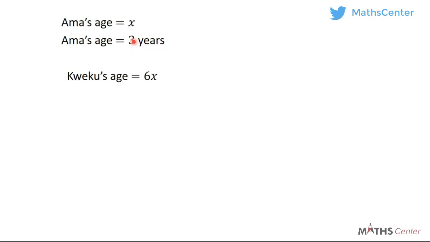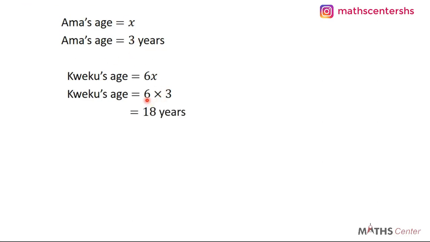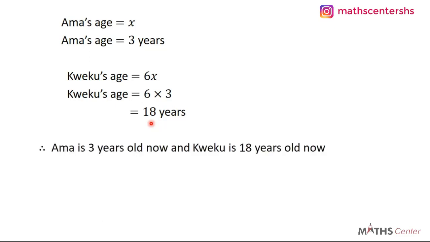What is Kweku's age now? Kweku's age now is 6x. You found x to be 3, so you replace x with 3. So 6 times 3, and that will be 18. So we can say that Kweku is 18 years old now. If Kweku is 18 years old now, how old do you think he will be in 12 years time? It's going to be 18 plus 12, which is 30. So in 12 years time, Kweku is going to be 30 years old. Therefore, Ahmed is 3 years old now, and Kweku is 18 years old now.